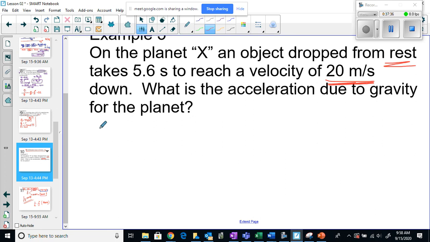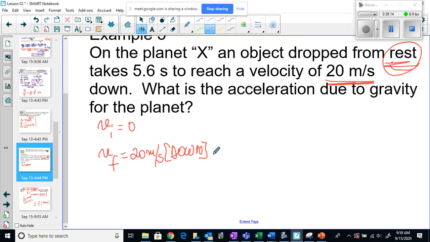So what is given here is that the initial velocity is equal to 0. How do we know? It's the word rest that gives us the clue that the velocity is equal to 0. When you have rest, velocity is equal to 0. When the object stops, then the final velocity is equal to 0. In this case, the initial velocity is 0. Final velocity is 20 meters per second going down, which is in the same direction as the acceleration. Time is 5.6 seconds, and what they are looking for is g of that planet X.